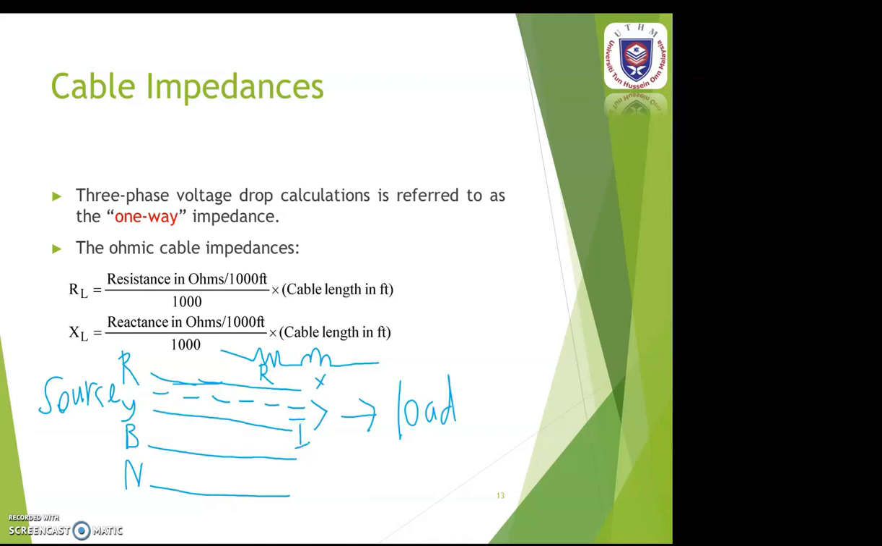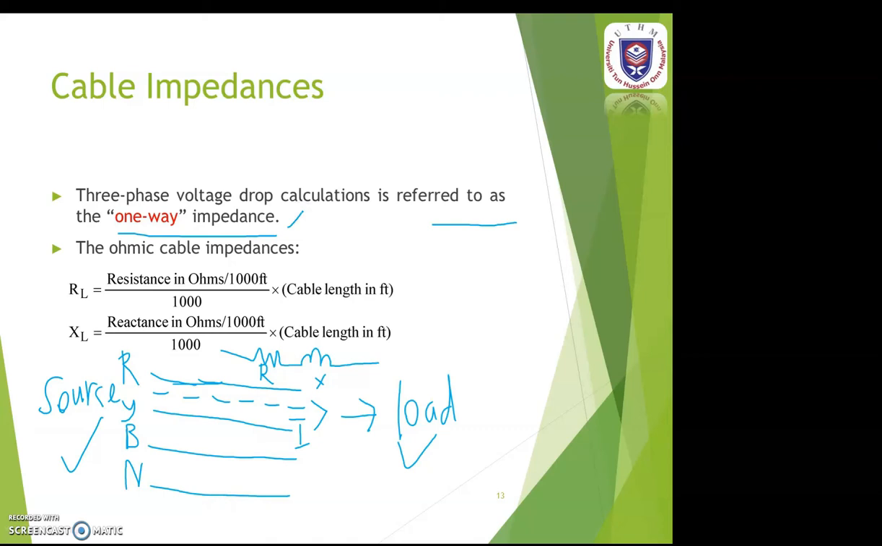So for the phase voltage drop, we consider that the load current is flowing one way, which is from the source to the load. That's why it is referred to as the one-way impedance. The current flows from the source to the load, that's why we consider only one-way impedance.